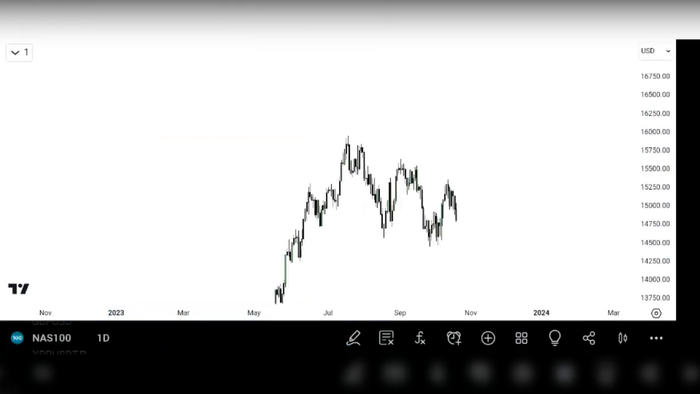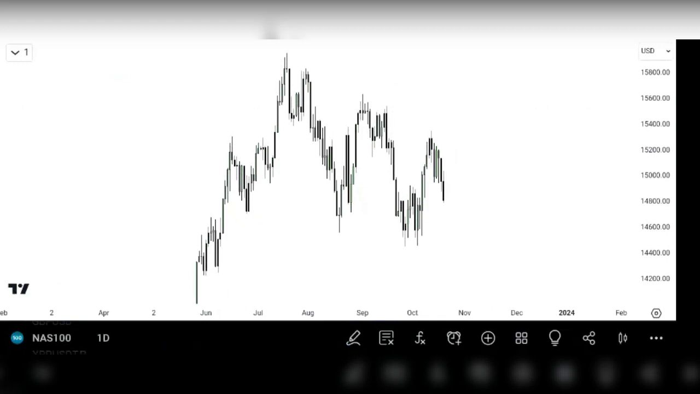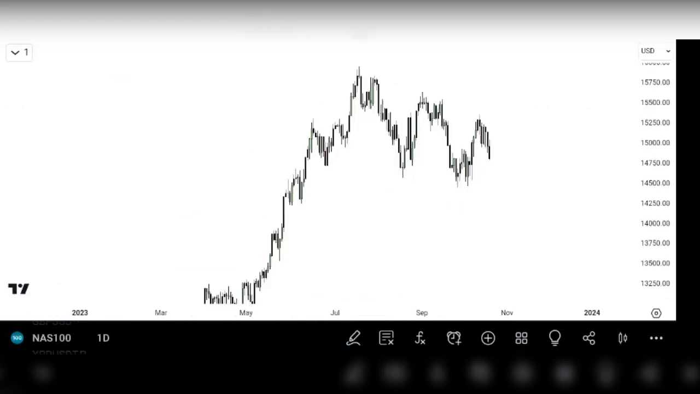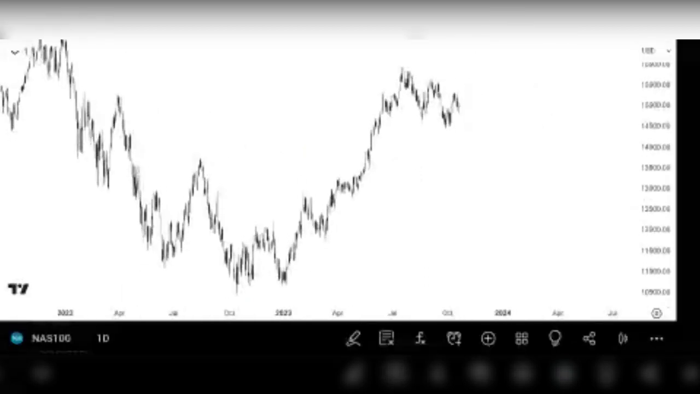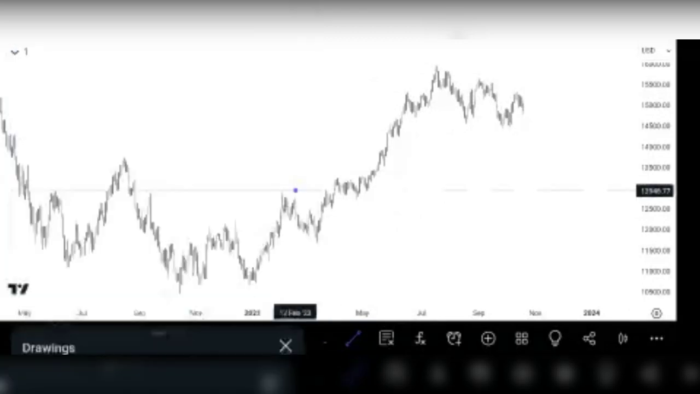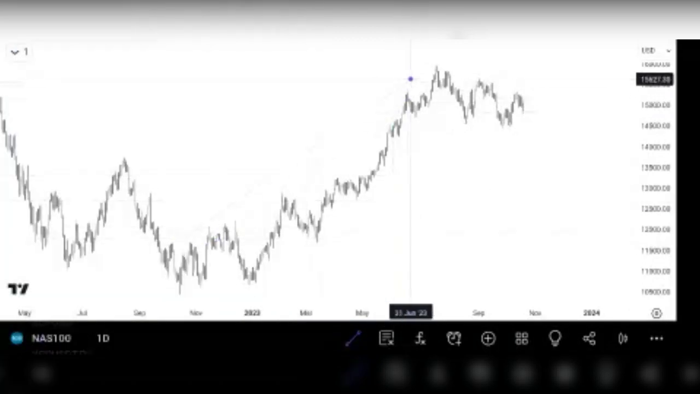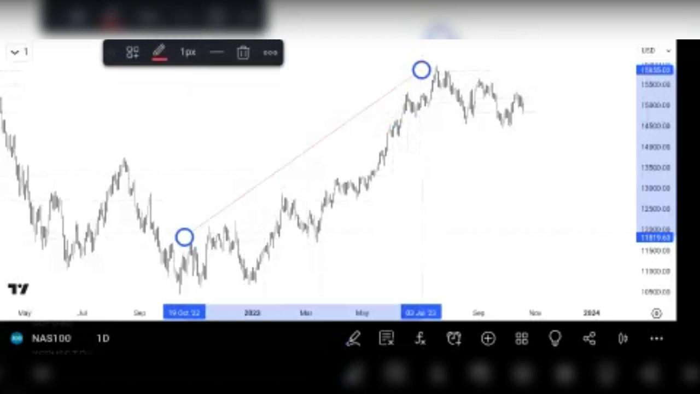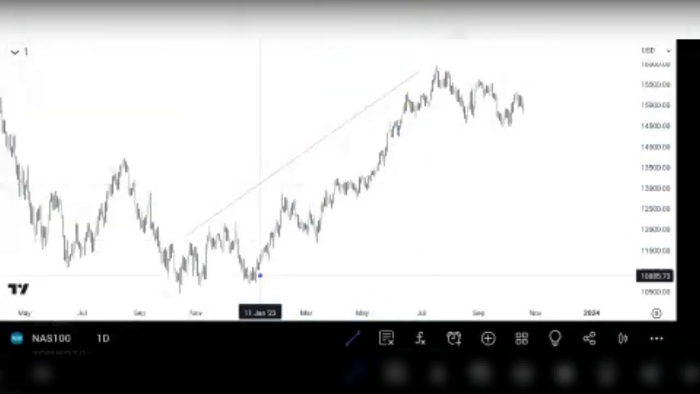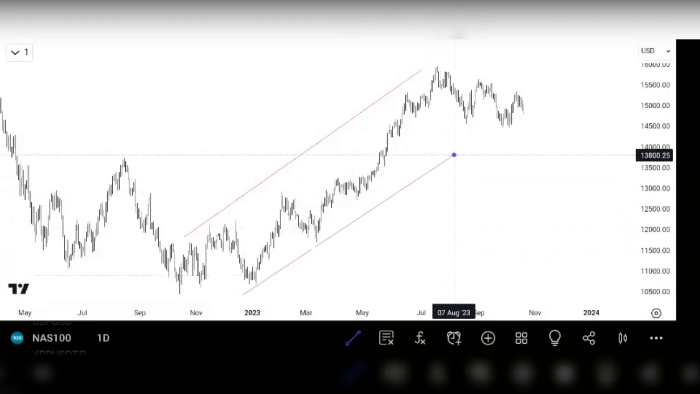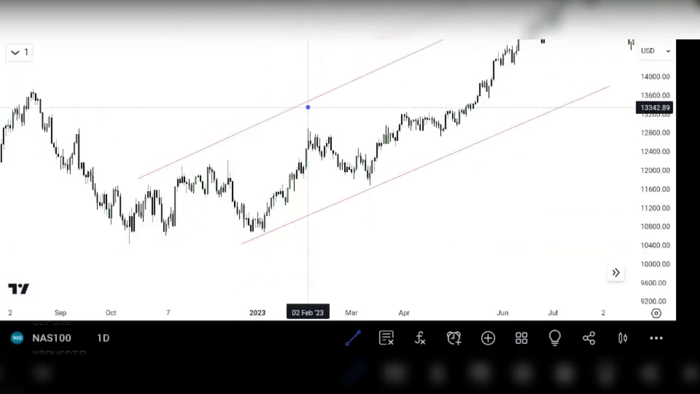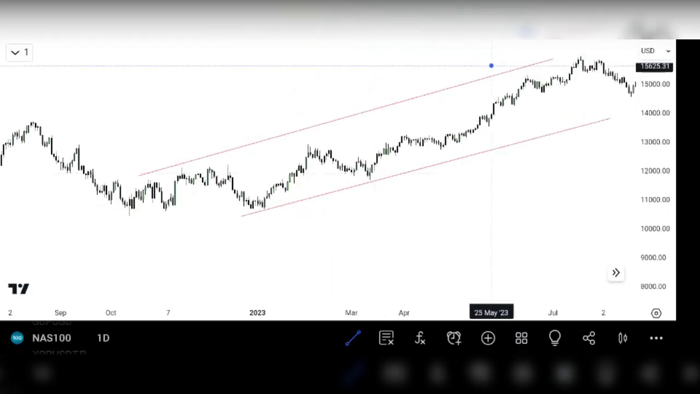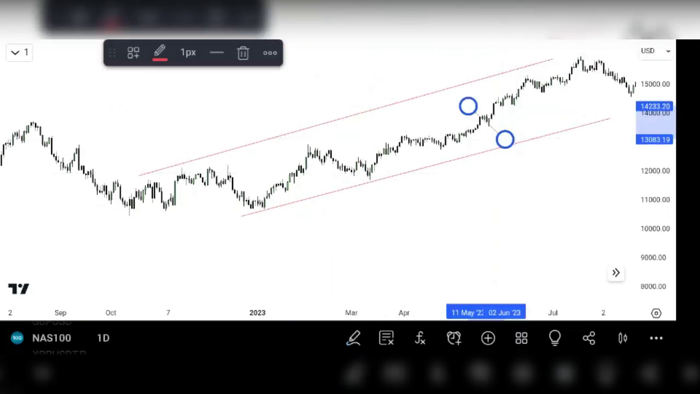So this is a live chart on NAS 100. You can call it US Tech, you can call it anything you want. Now, if you notice the way price is moving, price was actually moving in an uptrend for a very long time. What did I tell you guys? I said price literally creates a series of higher highs and higher lows, higher highs and higher lows, and that is how price moves.